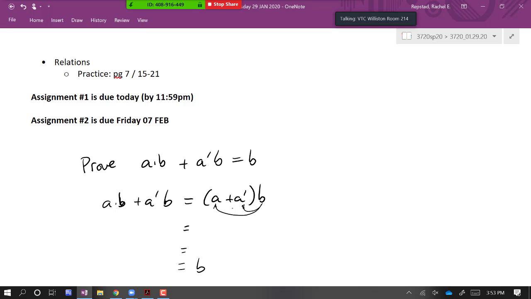From there, we should be 1 or 2 steps away, right? So maybe look at the complement laws and see what you can do with this. Other questions?